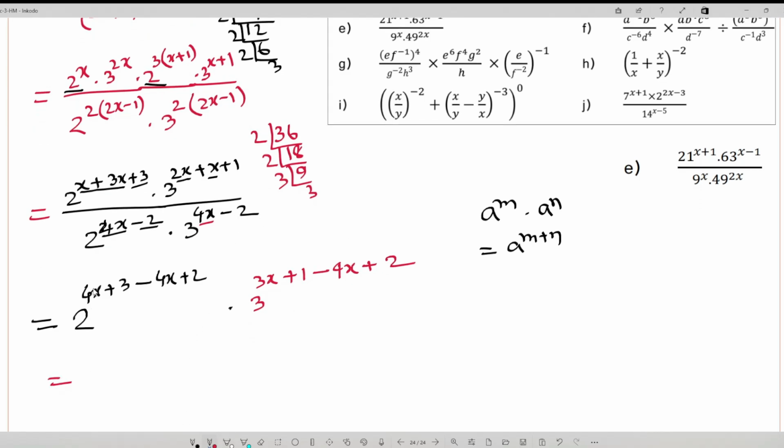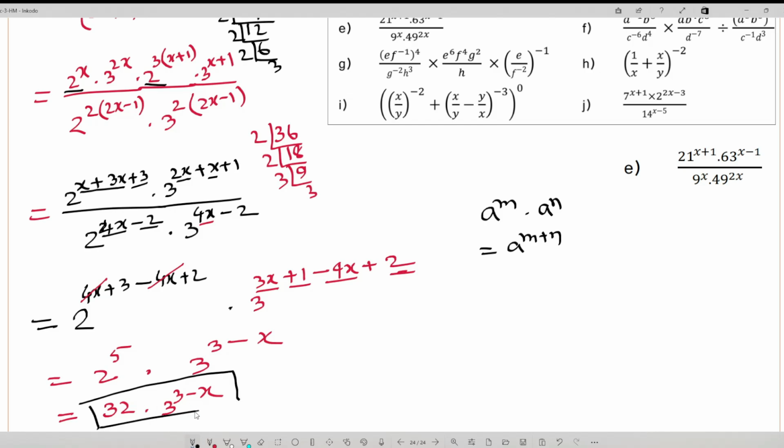Now look, 4x minus 4x cancels out, 2 to the power 3 plus 2, it means 5, times 3, here is plus 1, here is plus 3, so it will be 3, and minus 4x plus 3x, it will be minus x. Now look, 2 to the power 5, it means what? 32, times 3 to the power 3 minus x, and this is our right answer.